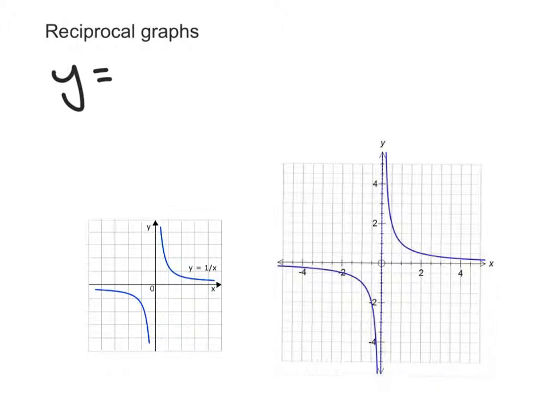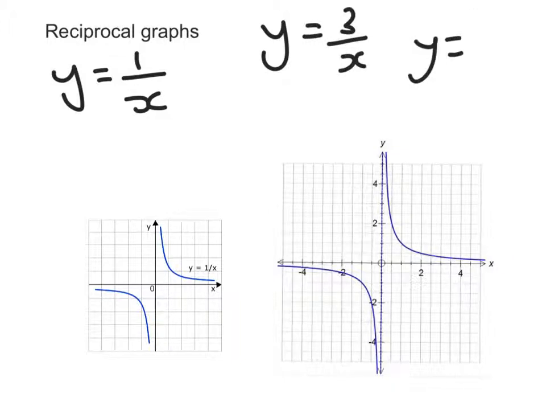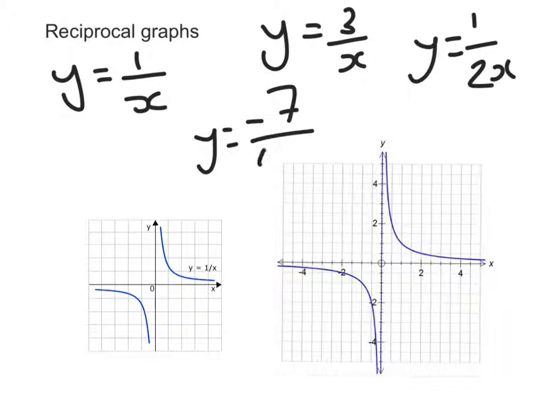They always have fractions in, and basically the unknown is at the bottom of the fraction, the denominator. So y equals 1 over x, or y equals 3 over x, or y equals 1 over 2x, or y equals minus 7 over 4x. These will always give a reciprocal graph, where the x or the unknown is part of the denominator of the fraction.